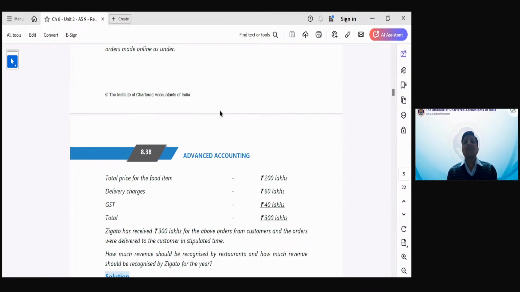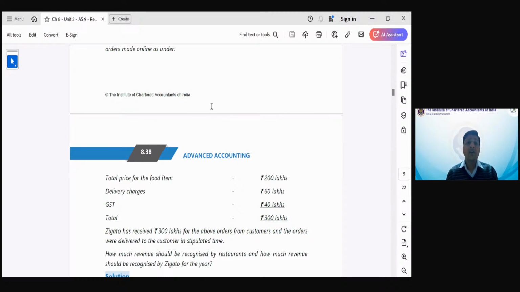See, as far as restaurant is concerned, do we have any doubt in relation to the revenue recognition? No. For restaurant, it's very, very simple. What is the responsibility of the restaurant? To sell food, for which restaurant will get 200 lakhs. As simple as that. Because delivery is not the role of restaurant, so we should not get confused with that. GST anyways doesn't form part of revenue. So I think revenue recognition for restaurant is quite simple. It will be 200 lakhs.